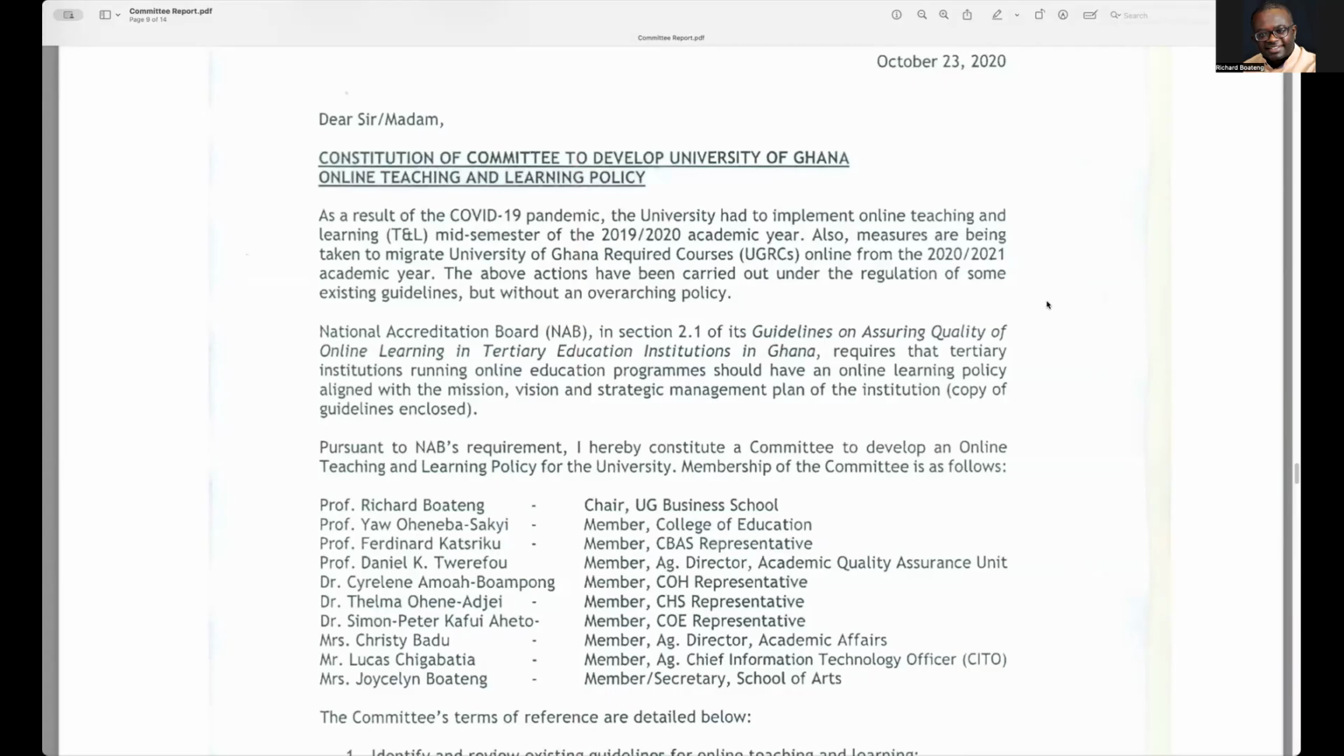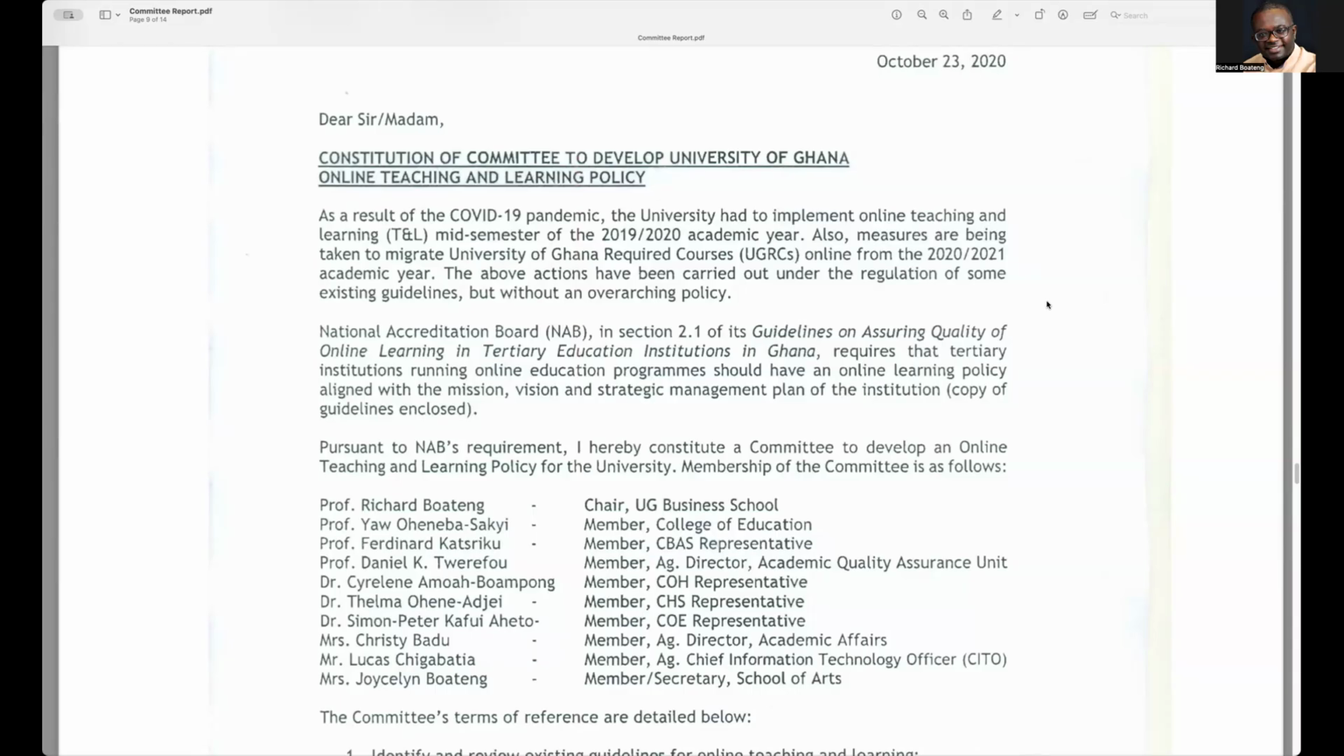There are some pockets of draft e-learning policy, but it has not been approved. It has not gone through the appropriate approval processes for policies to be approved in UG. Because of that, on top of all of these happenings, the National Accreditation Board, in 2.1 of its guidelines for assuring quality of online teaching and learning in tertiary education institutions, requires that all tertiary institutions running an online education program should have an online learning policy aligned with the mission, vision and strategic management plan of the institution.